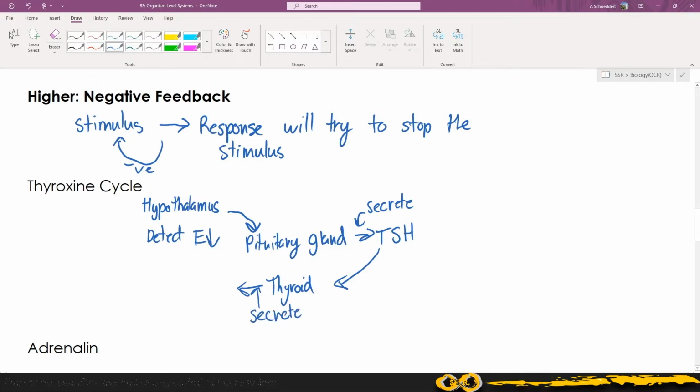So we're going to get thyroxine levels going up. And that is going to mean that energy levels are going to go up because there's more thyroxine available. And the hypothalamus will detect that. Then we're going to stop producing TSH.